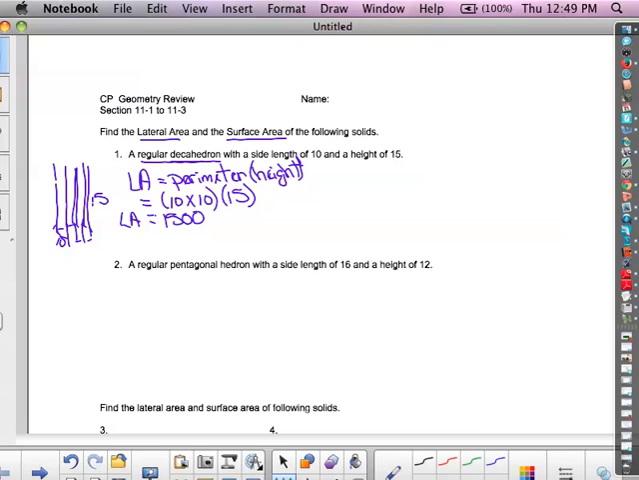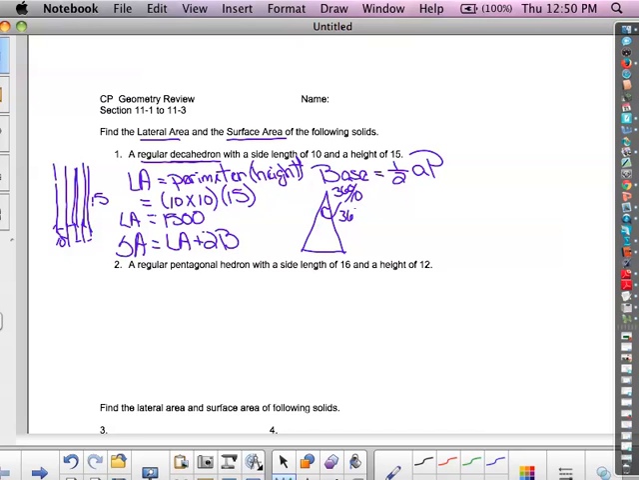The next thing you have to do is find the area of a base, because if you're finding the surface area, you're going to use the lateral area plus 2 times the area of a base. The area of the base is 1/2 the apothem times the perimeter. To find the apothem, you take 2 radii and create that central angle, 360 divided by 10, which gives you a 36-degree central angle. Remember, the apothem bisects the angle and the side.